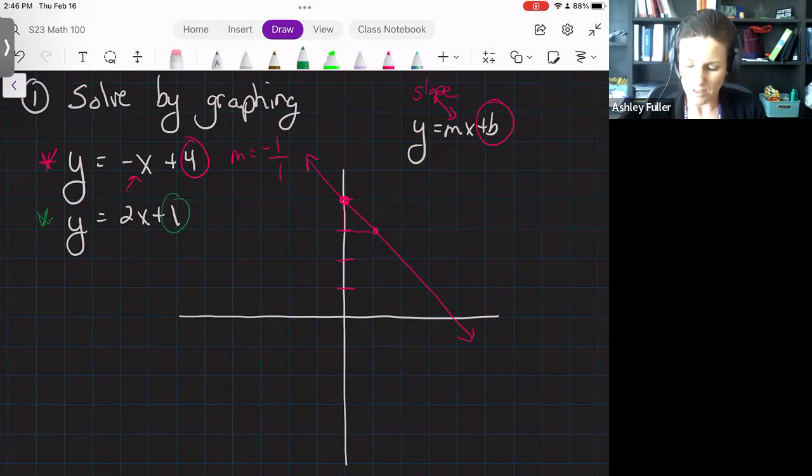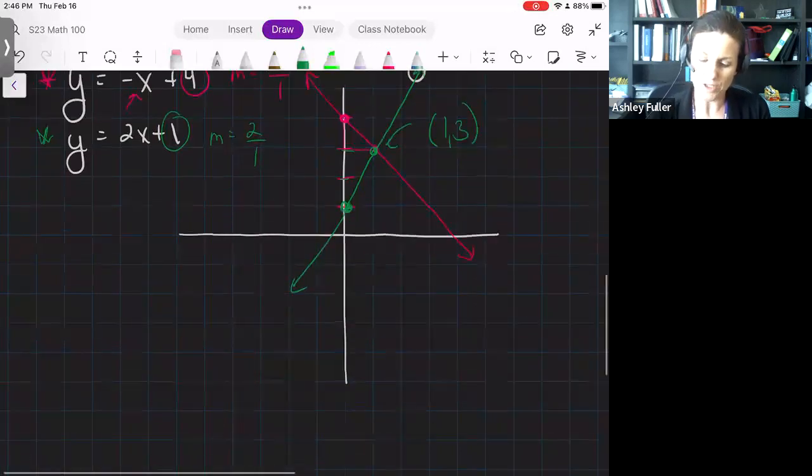My y-intercept here is +1. Then my slope in this case is +2/1. So I will rise 2 and run 1, giving me a graph that looks like this. We can see here our point of intersection is going to be 1, 3.